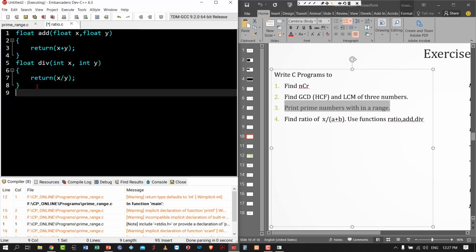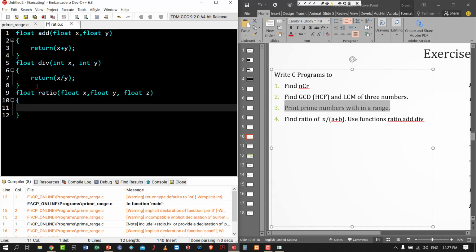Then I am writing another function called ratio. Float. Here I am finding the ratio of x by a plus b. So three parameters are there. So float x, float y, comma float z. Here I am making use of the earlier two functions.